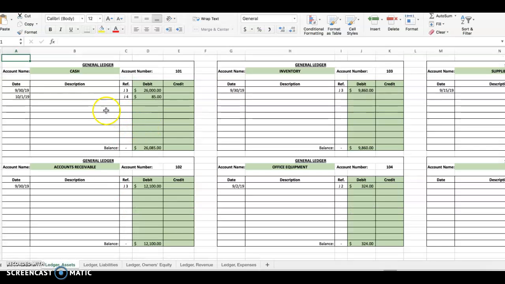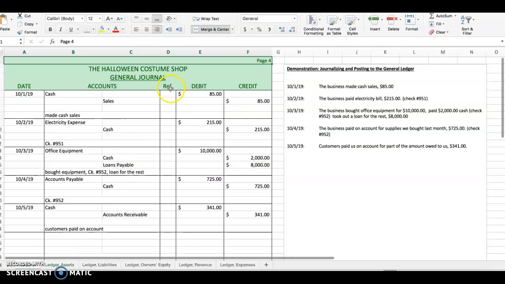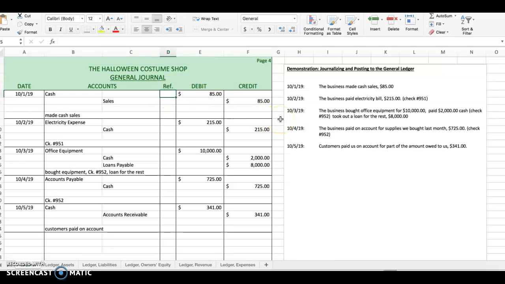And then, before we finish this posting, we need to take the account number, which is 101, and now we put it in this reference column. This would tell us, by looking at the journal, where we put this amount of money, which account number.